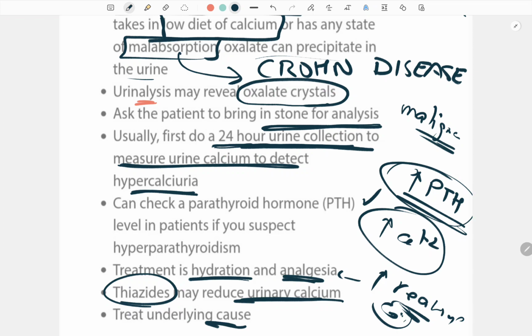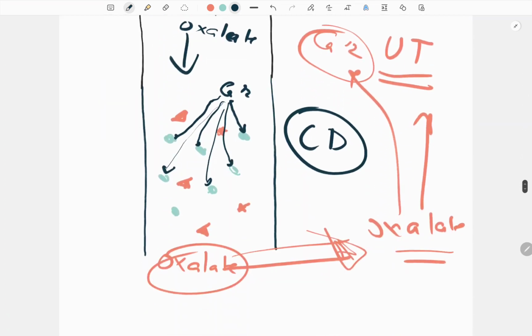And when we are talking about thiazide, it can be used to prevent the recurrence of the stone instead of treating it. How it can prevent the recurrence is by decreasing the urinary calcium, because the main question asked in the USMLE is why does thiazide prevent recurrence of the stone, and always the answer is increased reabsorption of the calcium. And where is increased reabsorption of the calcium happening? In the distal convoluted tubules. So this was about the calcium oxalate stones.